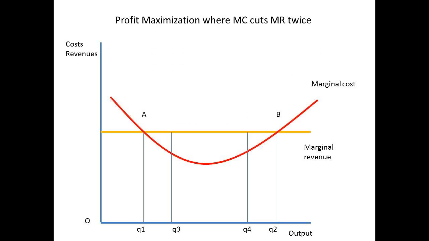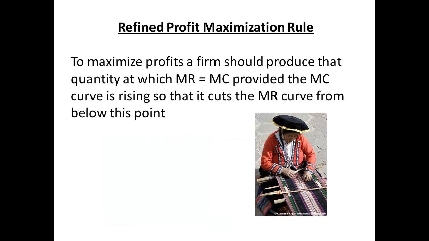Suppose we have a situation where the marginal cost cuts the marginal revenue twice. In this case, we have shown a situation where marginal revenue remains the same regardless of the quantity sold. Moving from Q1 to Q3, the firm would increase profit, since marginal revenue would exceed marginal cost. Thus, Q1 cannot be the profit maximizing level. Above Q2, however, the costs exceed revenue. Q2 then is the intersect we seek.